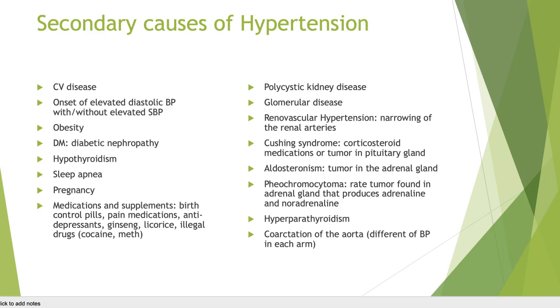We're also looking at specific endocrine issues, Cushing's syndrome, tumors of the adrenal gland. They may have a rare tumor, a pheochromocytoma. This is a tumor found within the adrenal gland. They could possibly have hyperparathyroidism and potentially have coarctation of the aorta. And this is where you're going to see significantly different blood pressures in each of the arms.